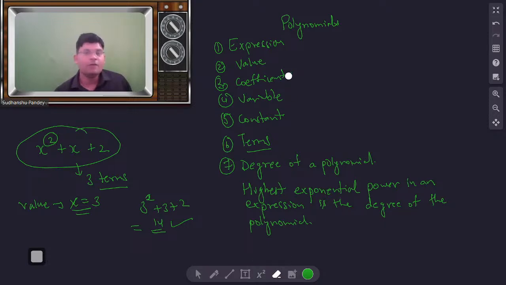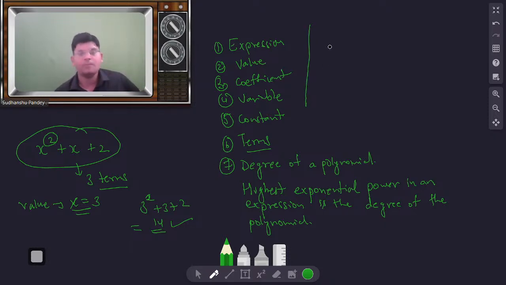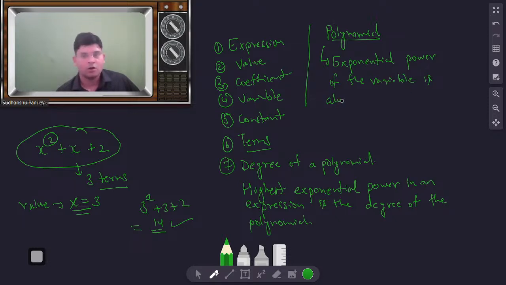Now what is the difference between a polynomial and an expression? The difference between the polynomial and the expression is, in the polynomials, the exponential power of the variable is always a whole number.